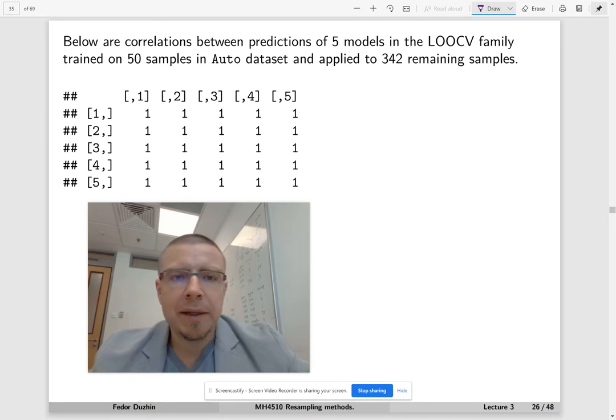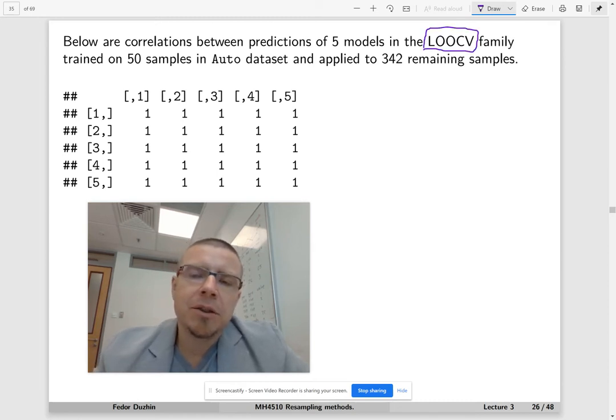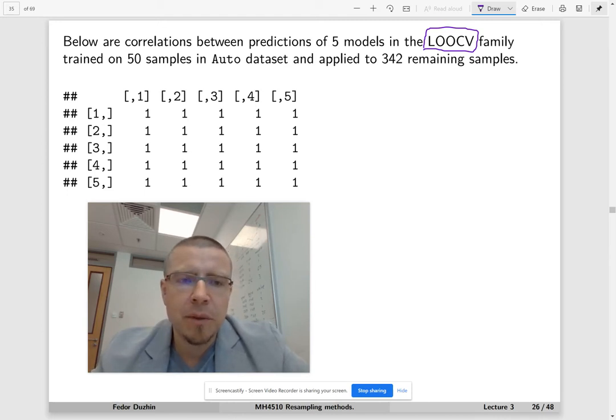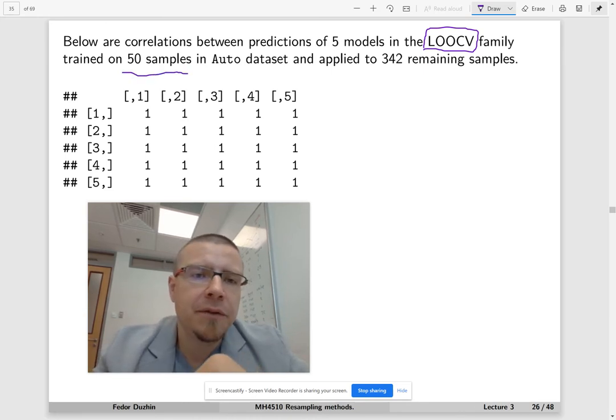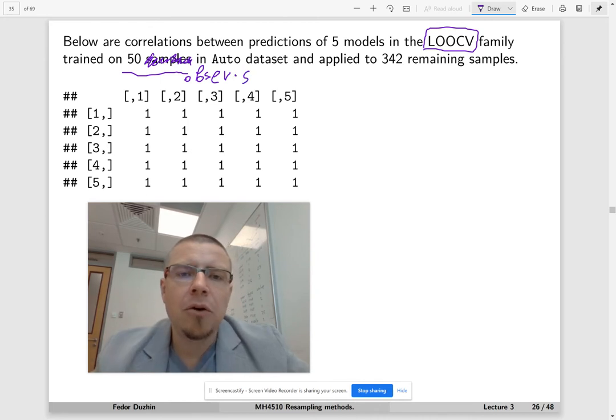So I tried to experiment with it a little bit. So what are the correlations between different models? Let me explain what I did here. First I did leave one out cross-validation. I chose my training set to be 50 observations, of course, in the Auto data set.